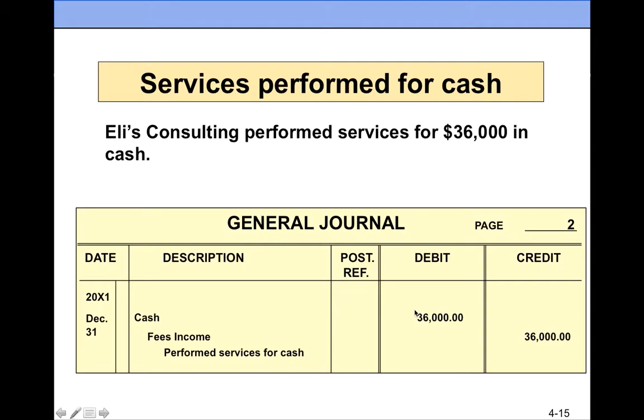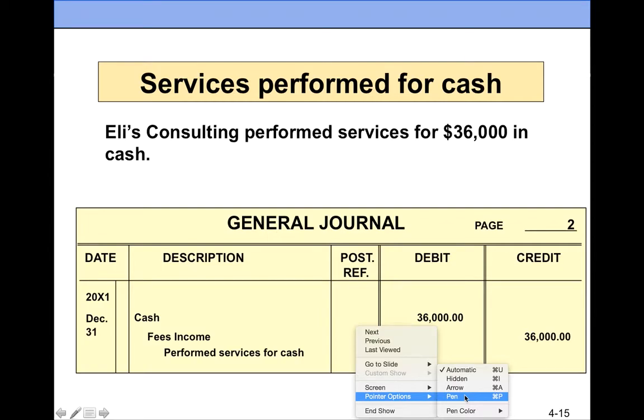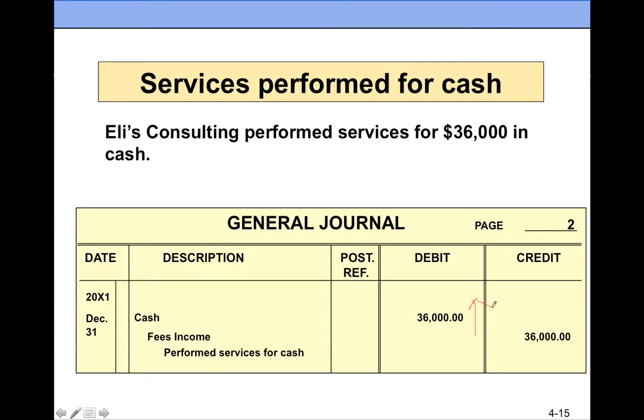credit cash. Eli's Consulting performed services, which means I performed services. Again, this phrase performed services means revenue, and then it will say either for cash or on credit. If it's for cash, we debit cash. If it's on account or on credit, you debit accounts receivable. So here, debit cash, credit the revenue account called fees income. Again, both go up. If you do the T accounts, you will see that both of them go up. But the way our normal balances work, one is debit and one is credit.